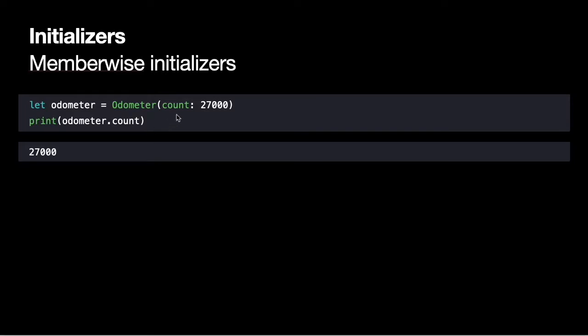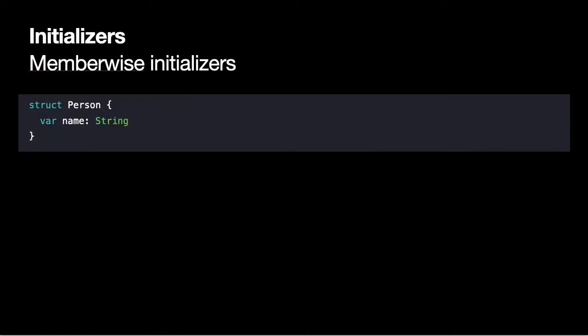So in that sense, you could say we have two initializers, one with count and one without count, where we get the default value of 0. Let's look at member-wise initializers in a little bit more detail.